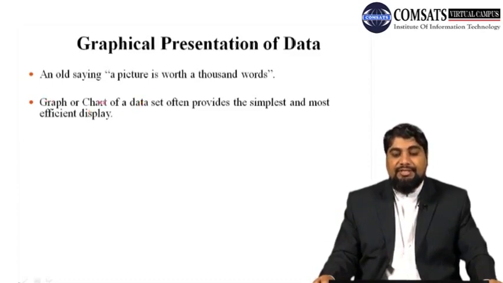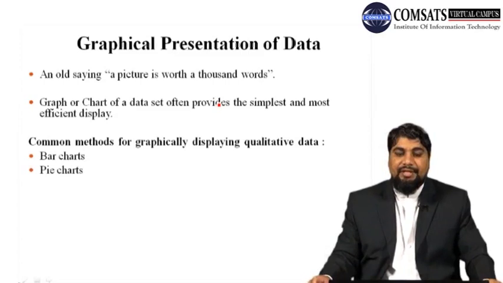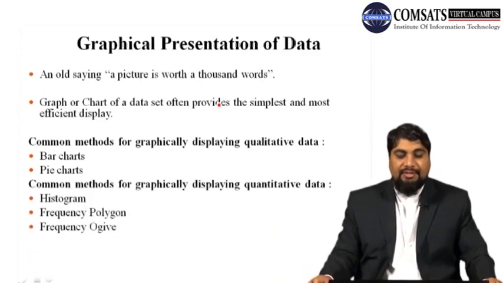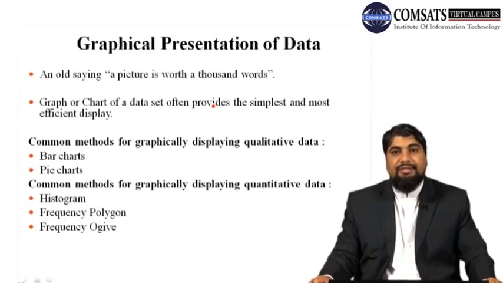So graphs are charts of a data set. They often provide the simplest and most efficient display. Now we discuss common methods for graphically displaying qualitative data. First is bar charts and then the pie chart. Similarly, common methods for graphically displaying quantitative data are histogram, frequency polygon, and frequency ogive.